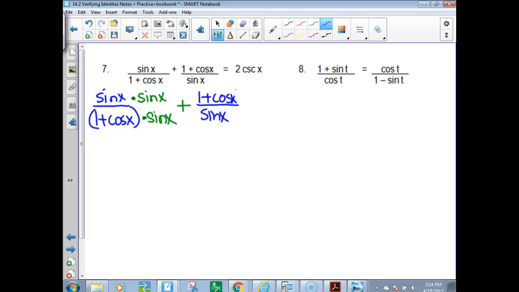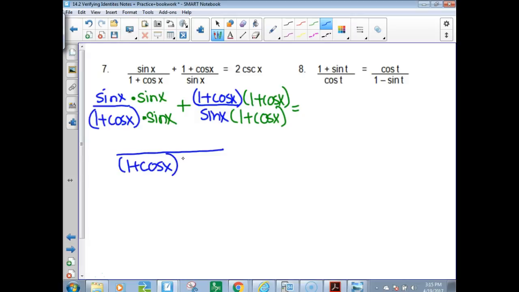And I'm going to multiply it by the denominator of the first one, 1 plus the cosine of x, top and bottom. For this moment, I'm not going to write my 2 cosecant, just give me some room over here. Do not distribute the denominator. Leave it factored. So I'm going to write 1 plus cosine x, in parentheses, times the sine of x for my denominator.